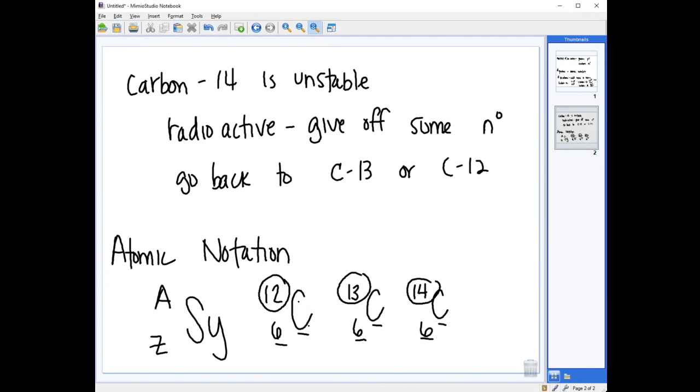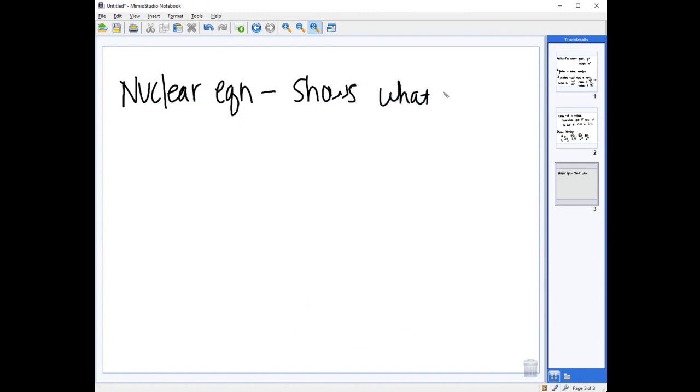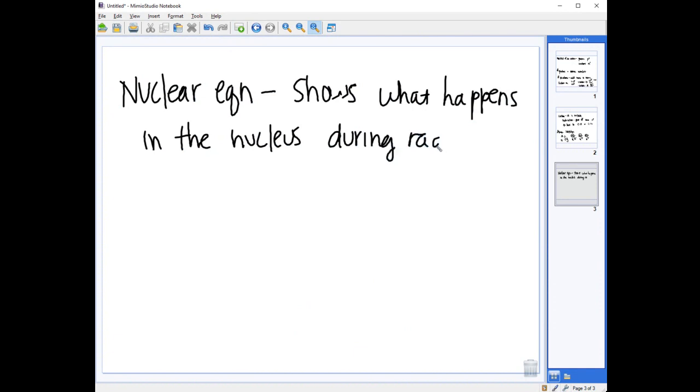So that's how we are going to keep up with what is happening in these different nuclear reactions, and we set these up into nuclear equations. A nuclear equation shows what is happening in radioactive decay. So a nuclear equation shows what happens in the nucleus during radioactive decay.